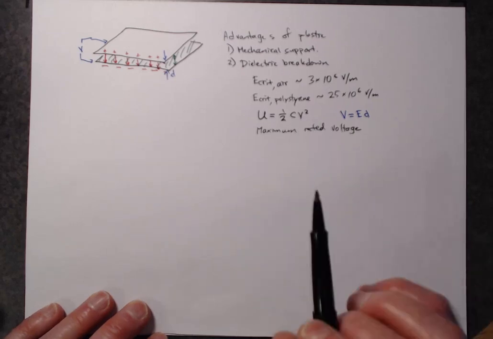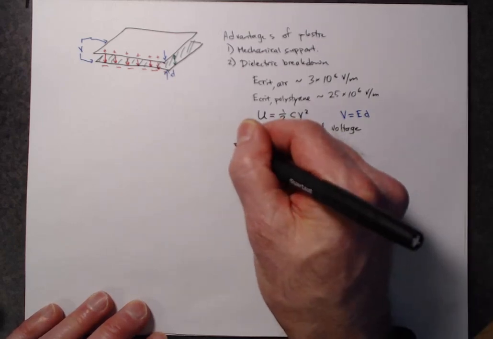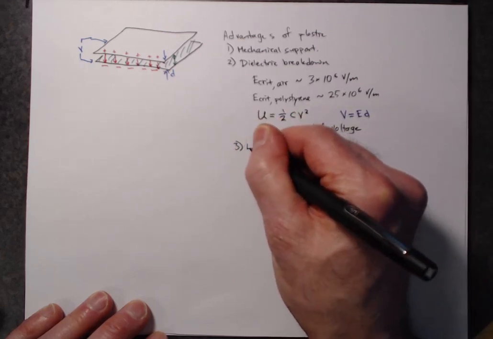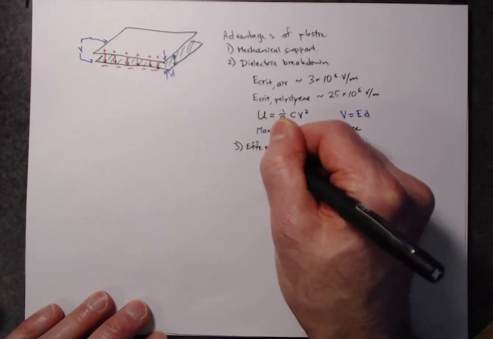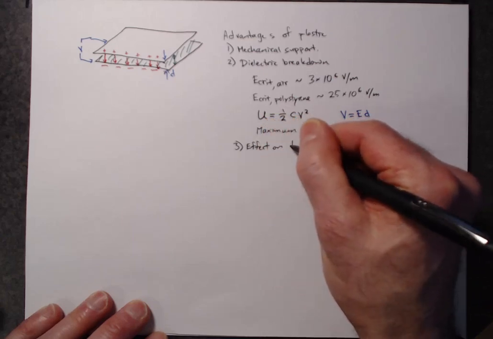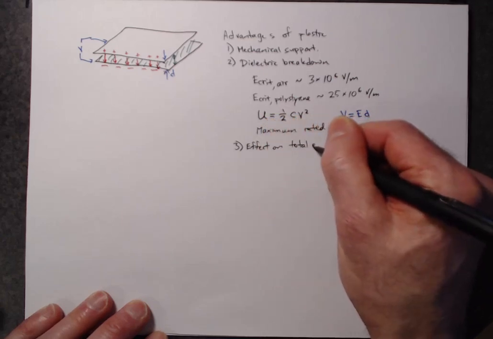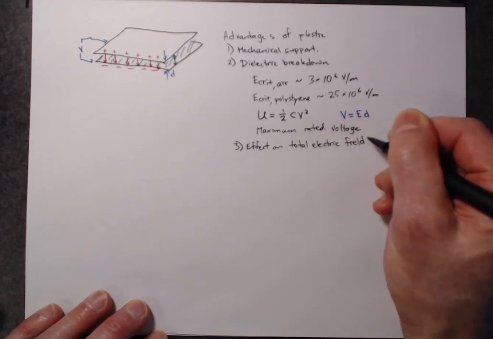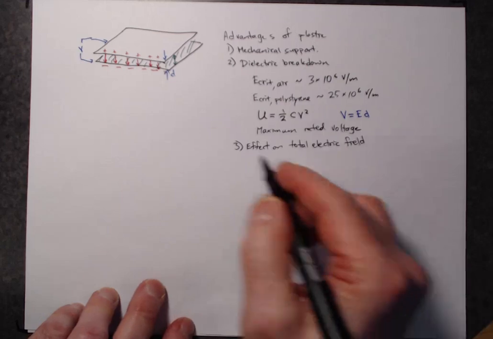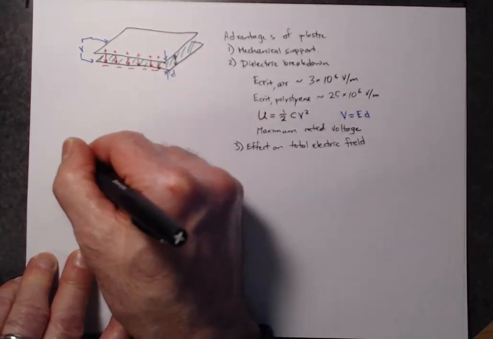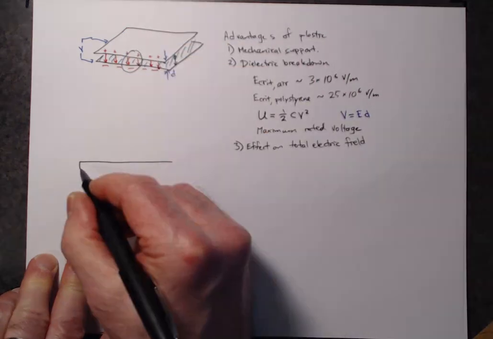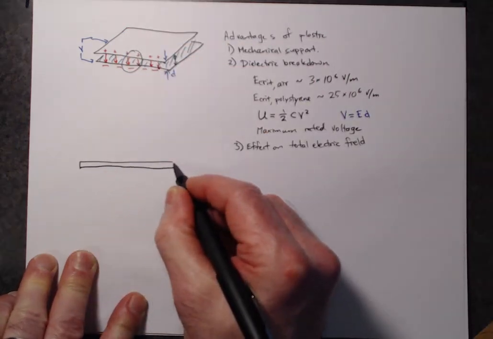But it helps you in a third way, which is due to the effect of the plastic on the total electric field. So let's draw a side view of our capacitor, and we'll zoom in just on a part of it and look in the side view like this.